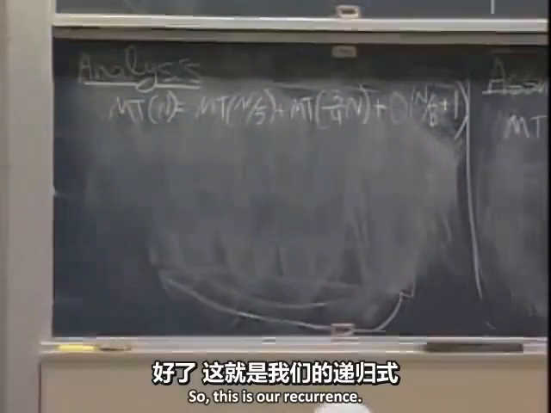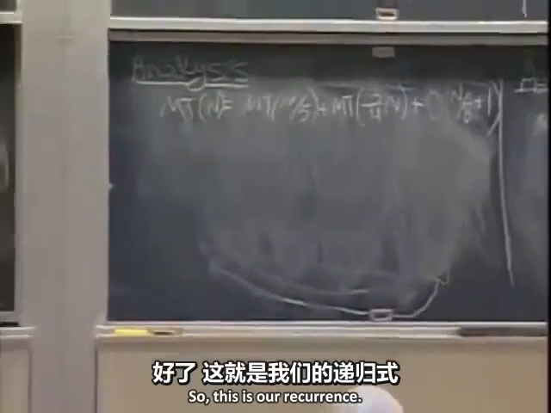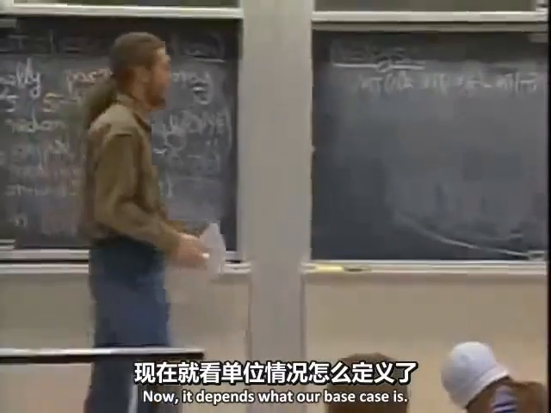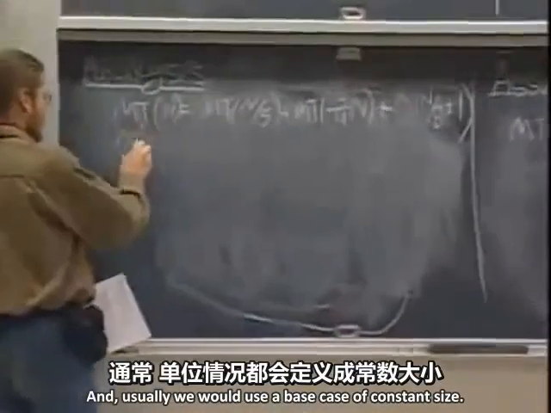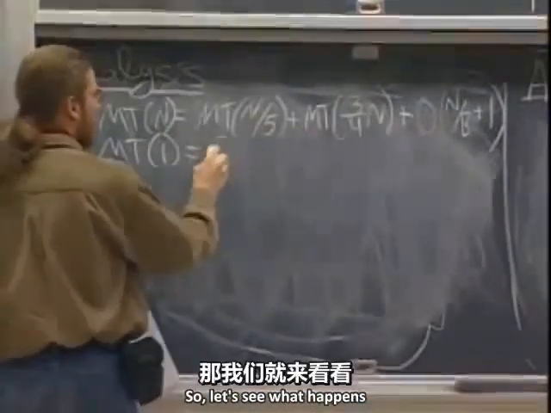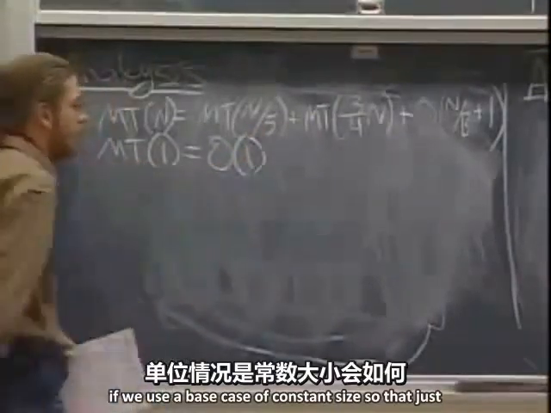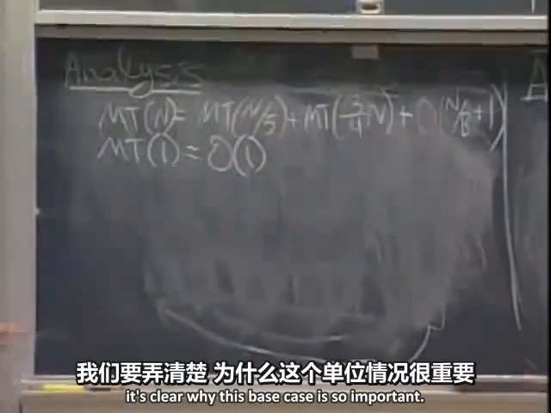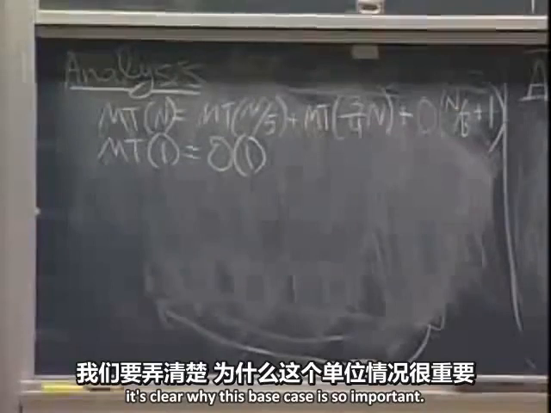So this is our recurrence. Now it depends what our base case is. And usually we would use a base case of constant size. So let's see what happens if we use a base case of constant size, just so it's clear why this base case is so important.